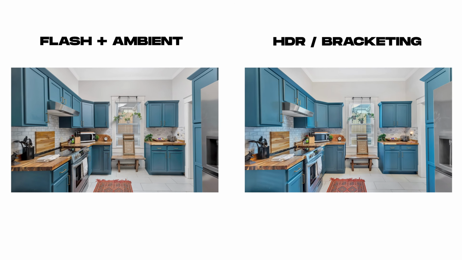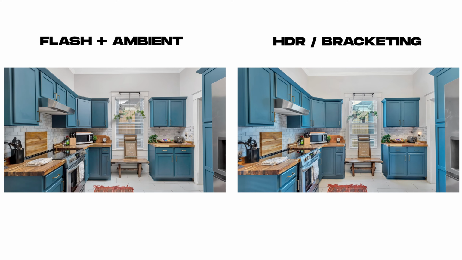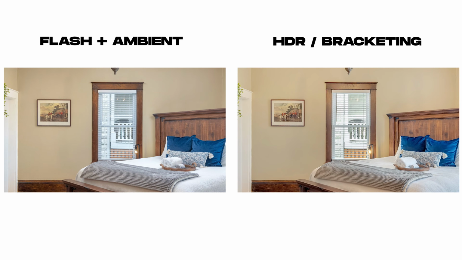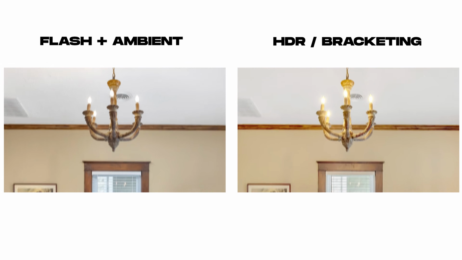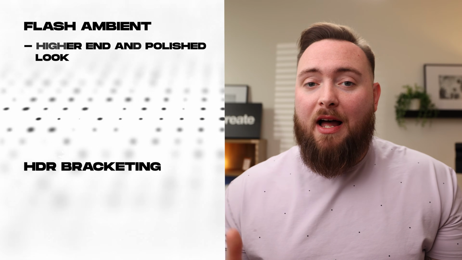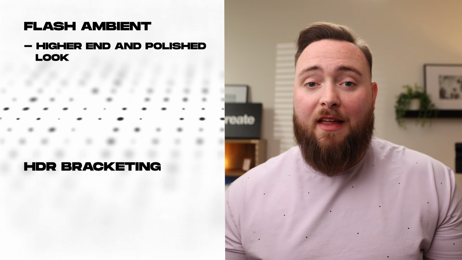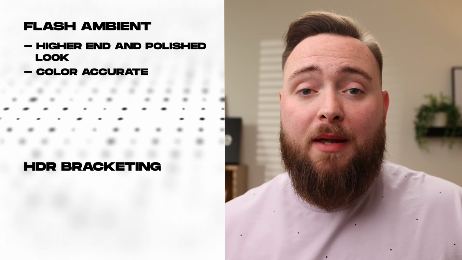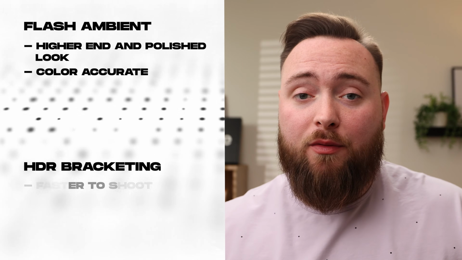So I actually don't think that one is better than the other because they both have their specific place. HDR is faster to shoot and cheaper to edit, and honestly, it is completely fine for real estate photography standards, and this is actually what I use most of the time. But doing flash ambient is going to give you that higher end polished look that is just more accurate to the colors that are in real life. It's really going to just depend on what kind of work you are doing with real estate photography.